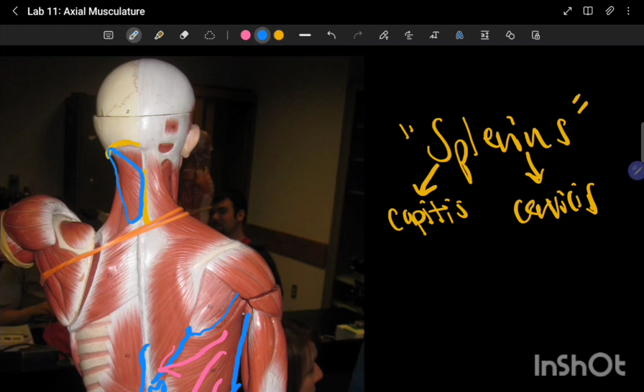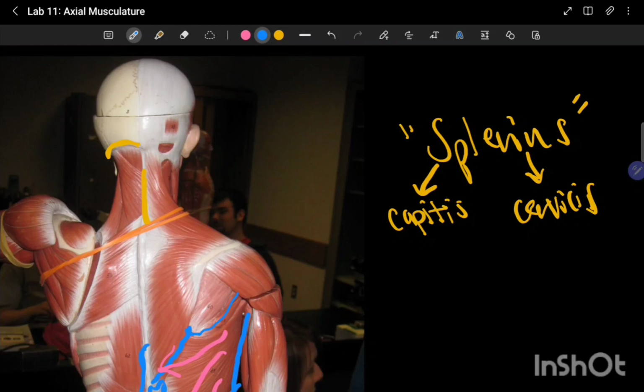If you call this muscle splenius on the exam, that would be full credit, just because it's a little unfair to try to ask you to separate the two heads when they're not super defined on our models. So we can just barely see the separation here towards the cervical vertebrae.